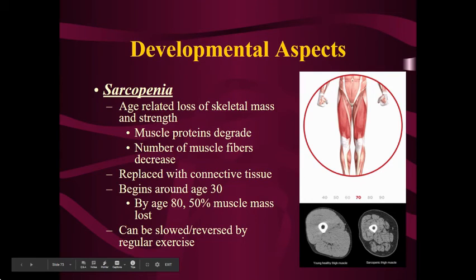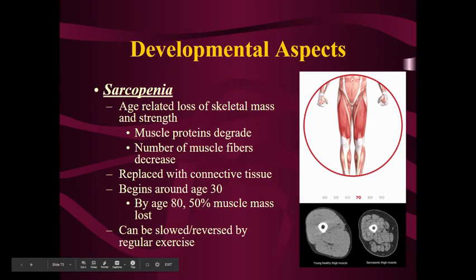Sarcopenia is an age-related loss of skeletal muscle mass and strength. What ends up happening is that muscle proteins, those myofilaments, the actin, the myosin, the titin, start to degrade. And the number of muscle fibers decrease. So cells start to die or get replaced by connective tissue. This begins at about age 30. So we start losing muscle mass at a relatively young age.